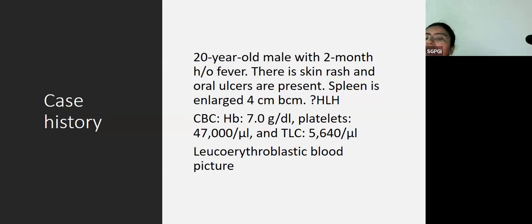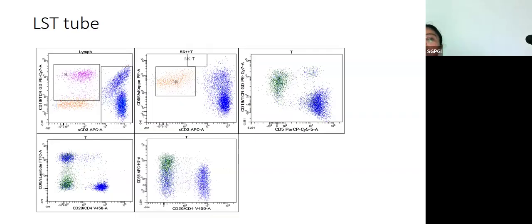Okay, so now this is the last case. So this is a 20-year-old male. He has fever for 2 months. He has some skin rash, which is non-erythematous. Oral ulcers are present, spleen is enlarged, and we get this bone marrow suspecting HLH. And the PS shows a leukoerythroblastic blood picture. Patient has bicytopenia. So on this plot, this is the lymphoid screening tube.